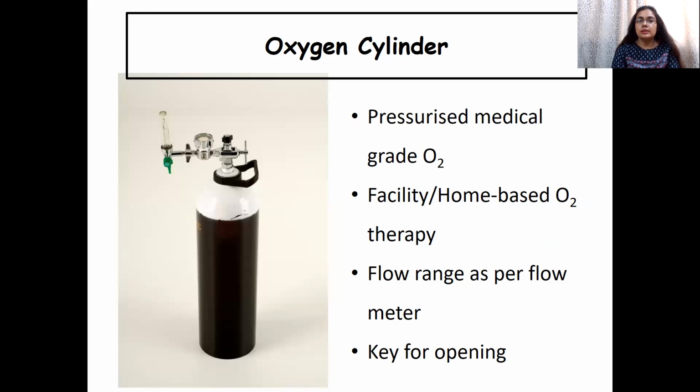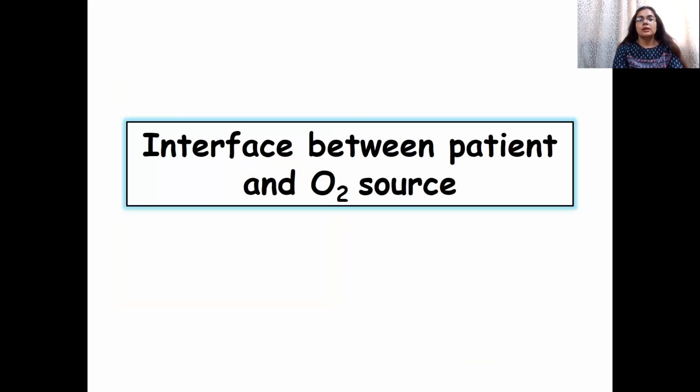Others are the oxygen cylinder, which is a black cylinder with white shoulder, and it can be used both for hospital as well as home-based oxygen therapy. This is a high pressure cylinder, so flow can range up to 15 liters per minute, and as per the flow meter, you can reduce or increase the flow. You also require a key for opening the valve.